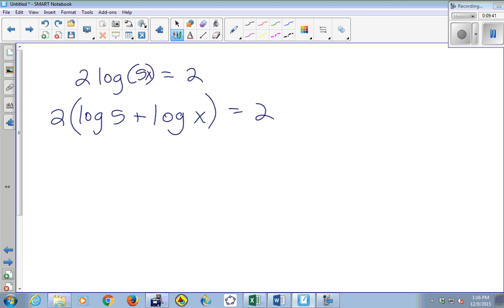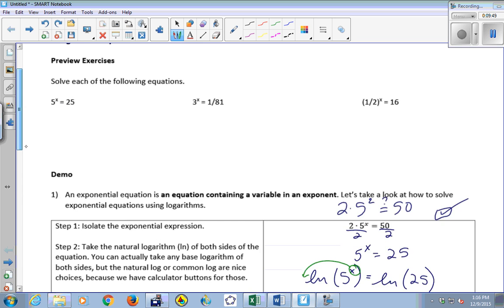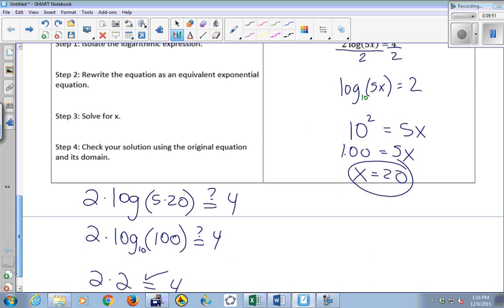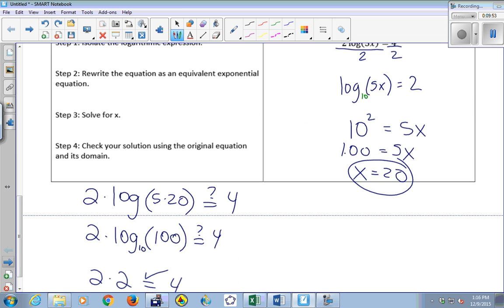Yeah, that's true. Log of 5x does equal log of 5 plus the log of x. But since our goal is to isolate a single logarithmic expression, right? Our goal is to get to something that looks like that so that we can switch it to an exponential, right? So expanding is not going to be helpful while it's allowed. It's not going to help us get to our goal.